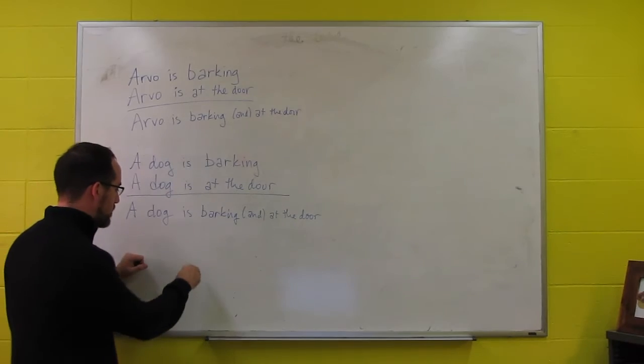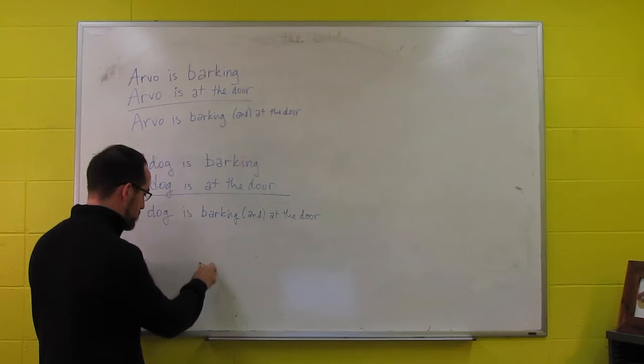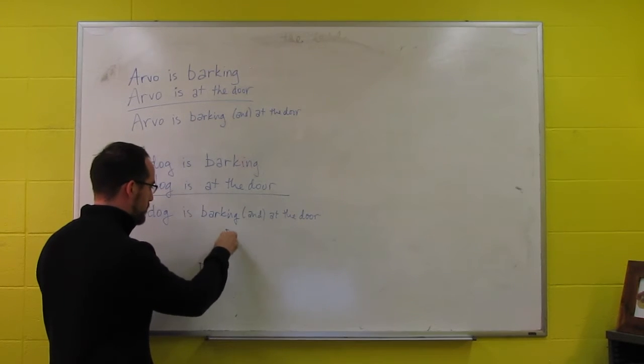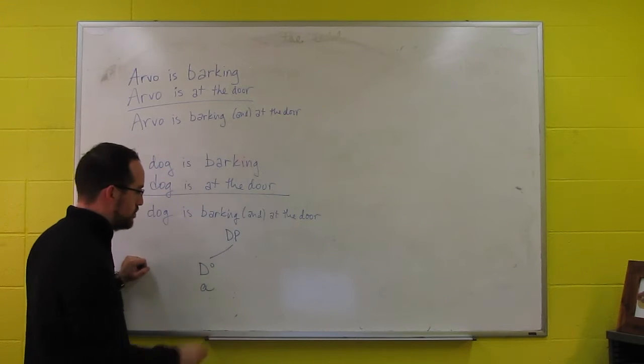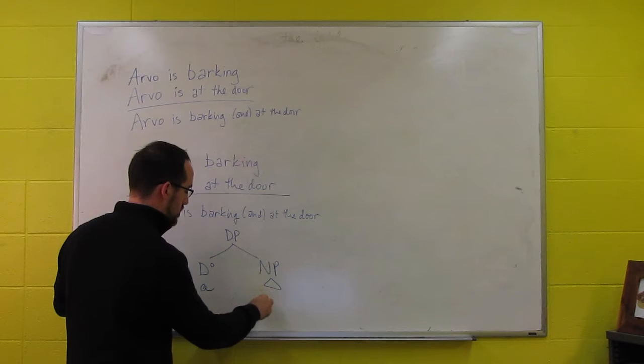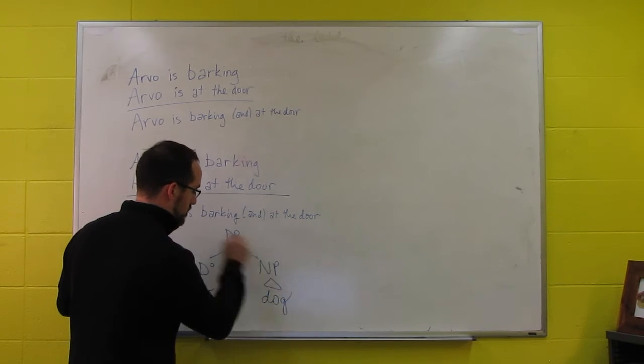And so let's look at the syntax real quick. We'll say that it's a determiner, which projects to a DP by taking the noun phrase as its complement. We'll say a dog.